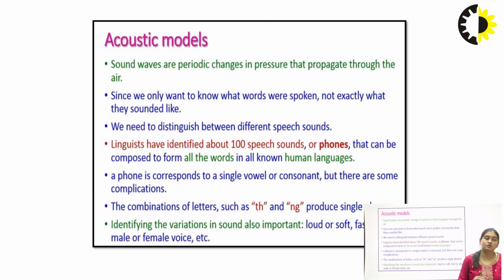A phone corresponds to a single vowel or consonant, but there are some complications. The combination of letters such as th, the, and ng produce a single phone, or you can say sound. Now, identifying the variation in sound is very important. It can be loud, soft, fast, slow, male or female voice, etc. So identifying the variation in the sound is indispensable.